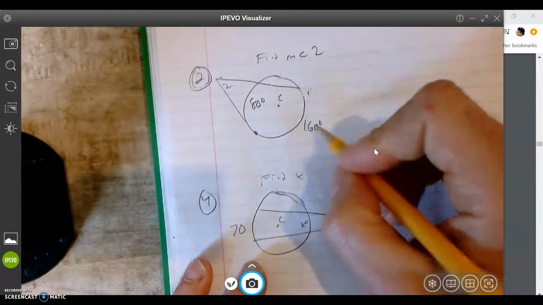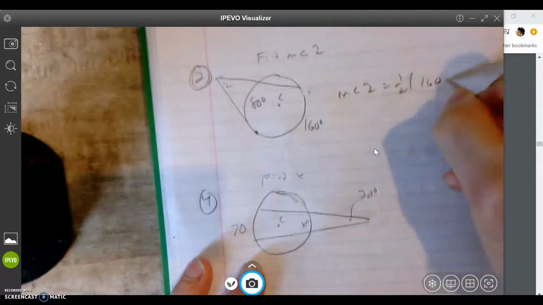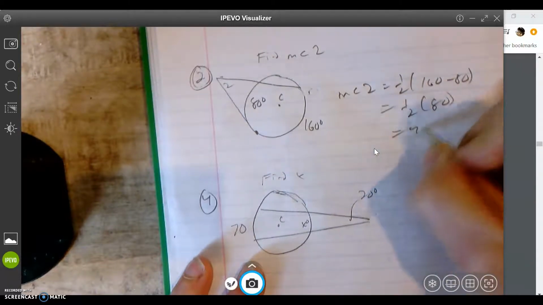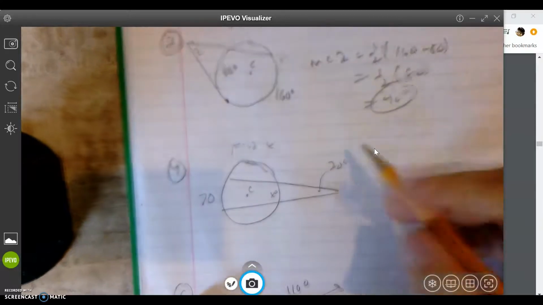Measure of angle 2. If this is 160, the measure of angle 2 is 1/2 of 160 minus 80. So it's 1/2 of 80, which is 40. Hopefully you got that. Cool. This one, 4.